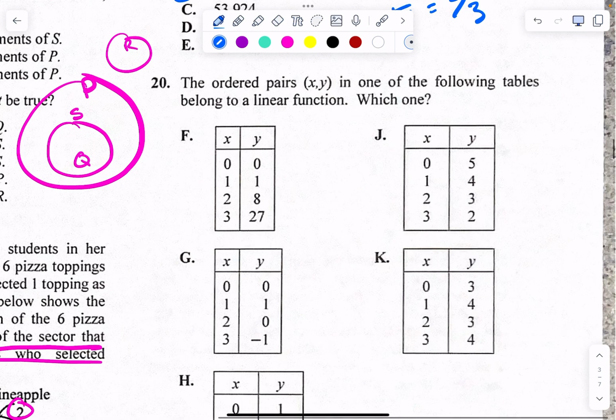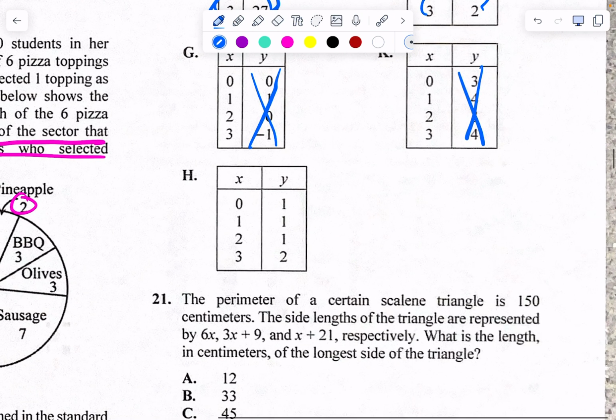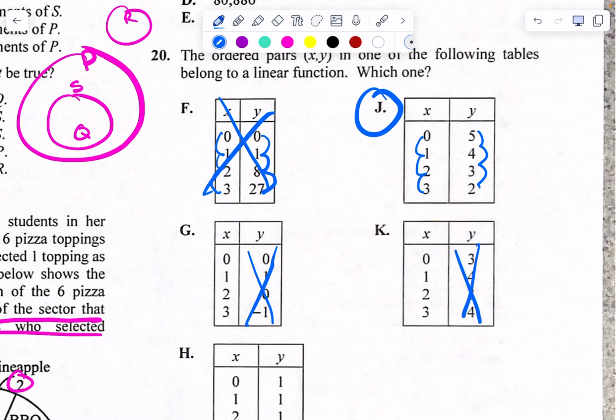Okay. Which of the following belongs to a linear function? What do linear functions do? Up and over the same amount every time. This is going up 1, up 1, up 1. This one's going up 1, up 7. So it's not F. Which one's going up the same amount? J, 5, 4, 3, 2, 1. This one's going down, but that's fine, as long as it's going down by the same amount, right? J. This one is not. This one is definitely not. And that one is not. So J. Hey, that one's not too bad.